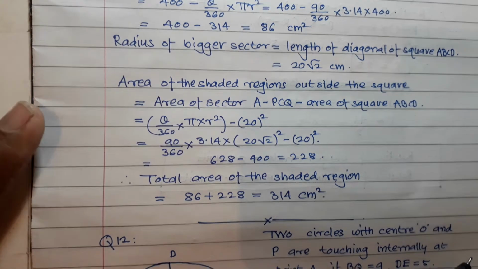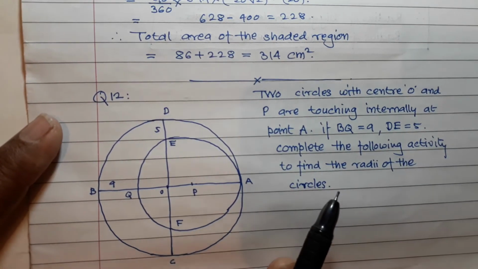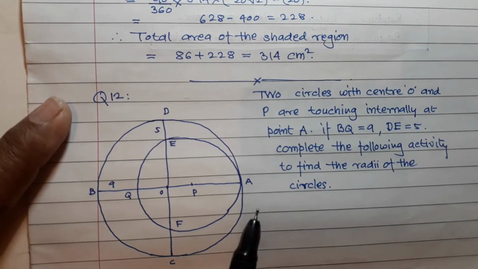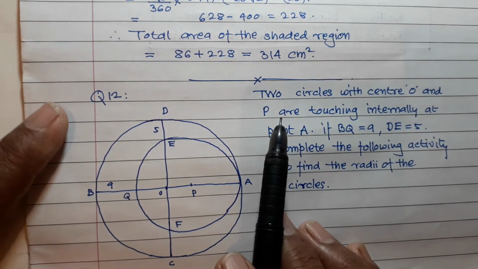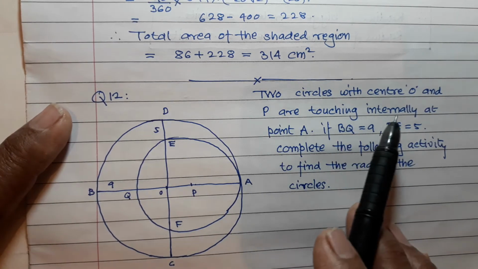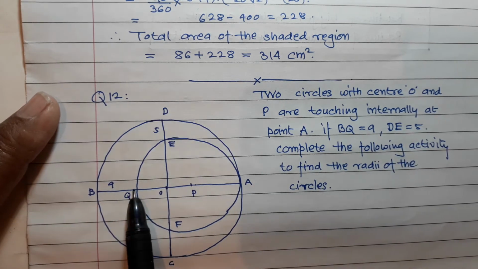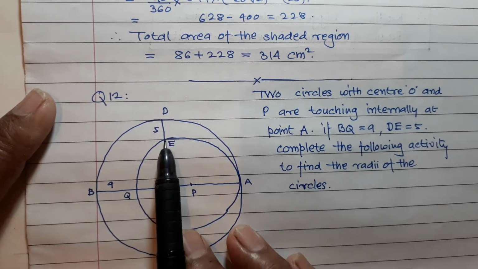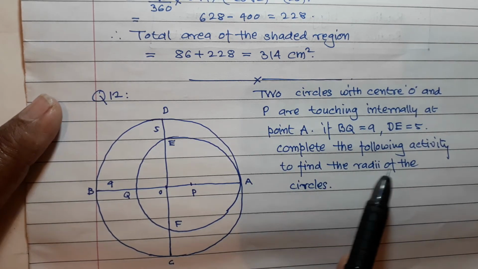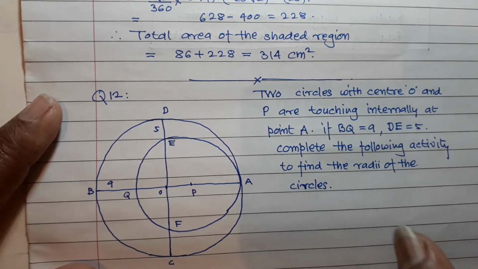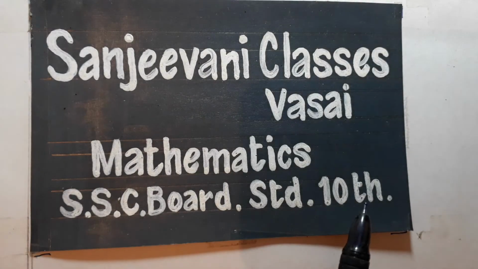Okay. Question number 12. Now this question is very important. Try to understand. Two circles with center O and P are touching internally at point A. If BQ is equal to 9 and DE is equal to 5, complete the following activity to find the radii of the circles. Now try to understand this question.